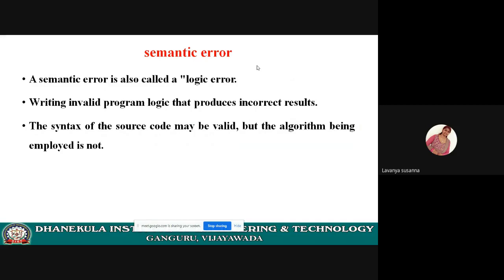Next, semantic error. Semantic means meaningful. There must be meaning. For example, you have given int a. That means a is a variable which contains integer only. That means the program is expecting some integer value. If you are giving some float value, that is an error, right? That's a semantic error. It should be meaningful.